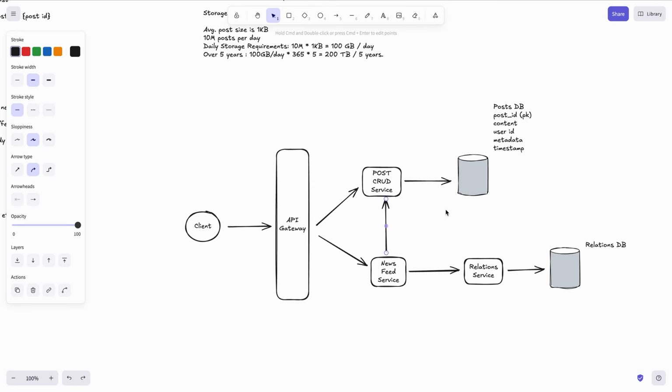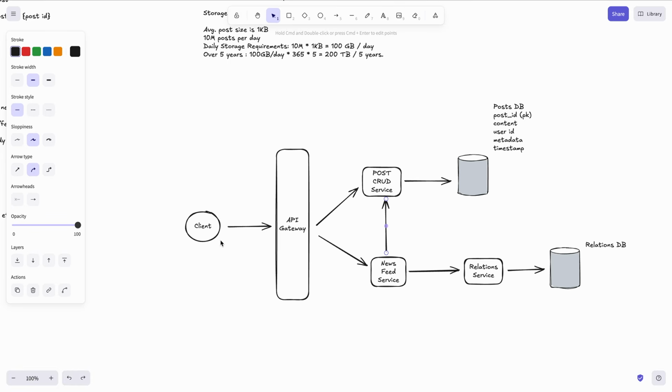Additionally, the response should also contain the information about the user who posted, that is their name, profile pic, etc. So the newsfeed service would use the user ID in the post to fetch the information about the user's name and their profile pic, and return the response in a single object to the client.